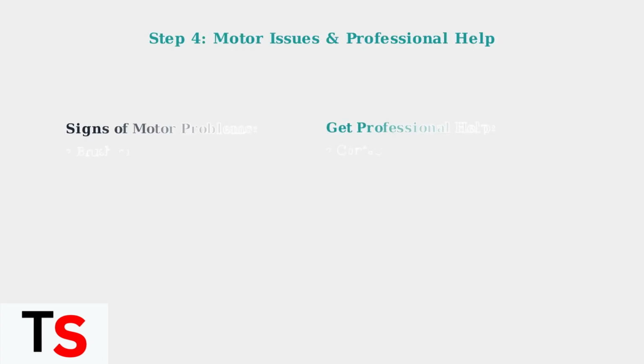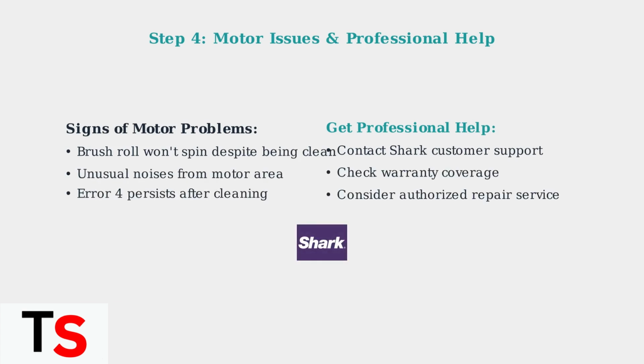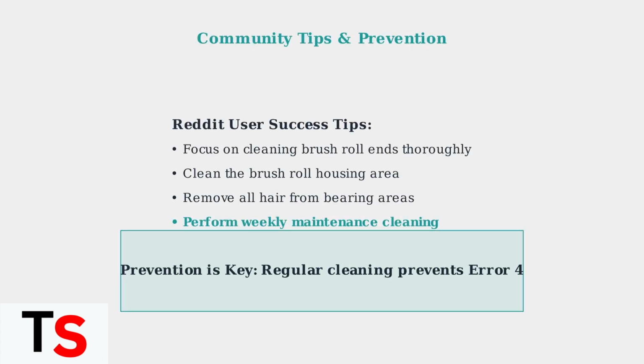If the brushes are clean and undamaged, but error 4 persists, the brush motor itself may be malfunctioning. This typically requires professional assistance or contacting Shark customer support. Many users in online communities report success by thoroughly cleaning the brush roll ends and the area where the brush roll sits inside the vacuum. Regular maintenance prevents most error 4 occurrences.